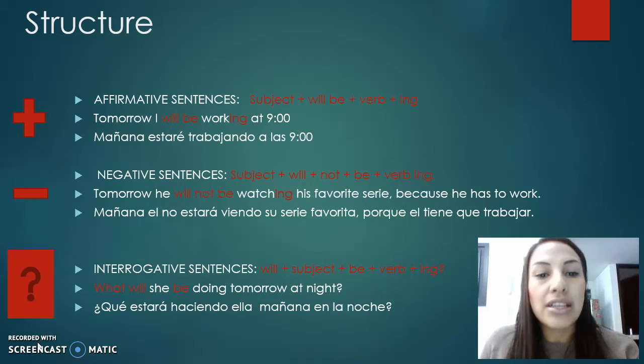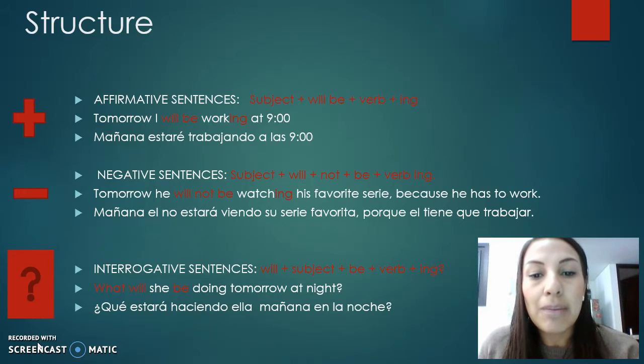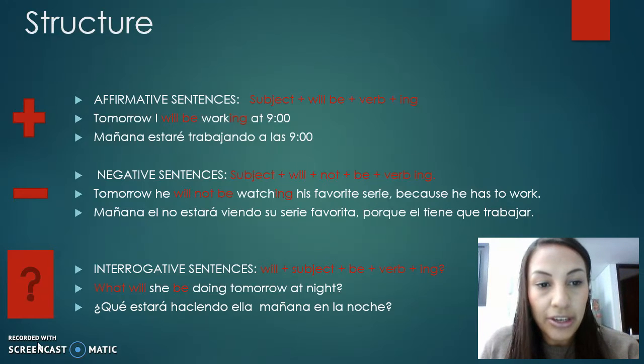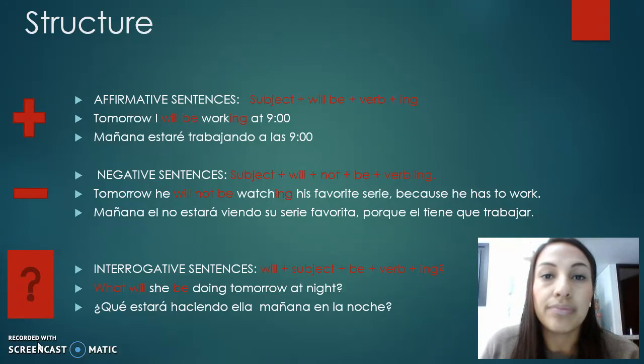For interrogative sentences, we use will plus subject plus be plus verb plus ing. For example, what will she be doing tomorrow at night?